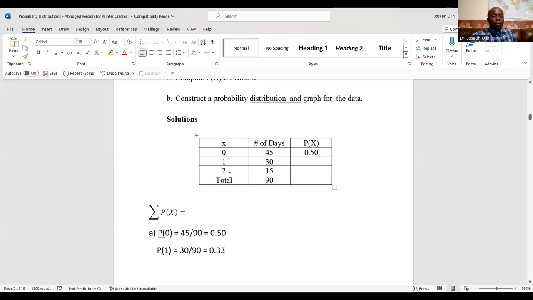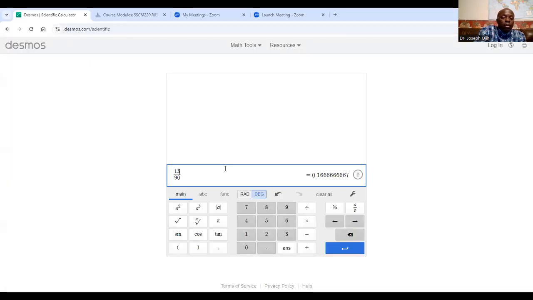Next is the probability of 2. P of 2. They rented 2 chainsaws on 15 days out of 90, so the probability is 15 over 90. That is 0.16666, so 0.17 rounded.